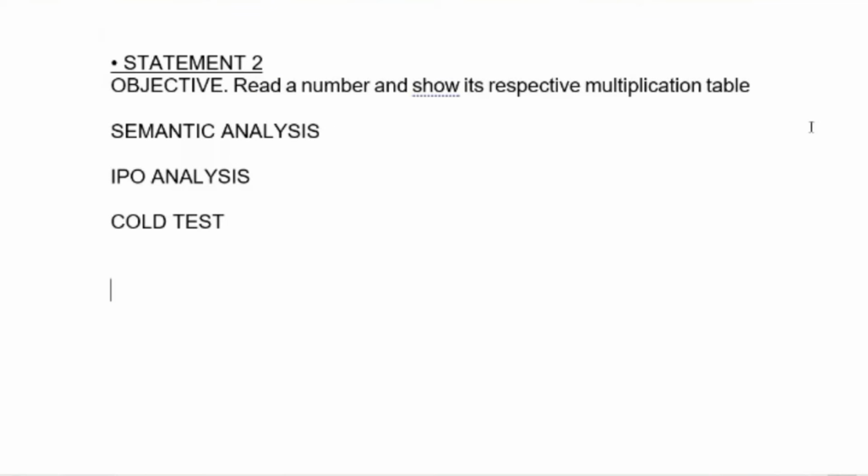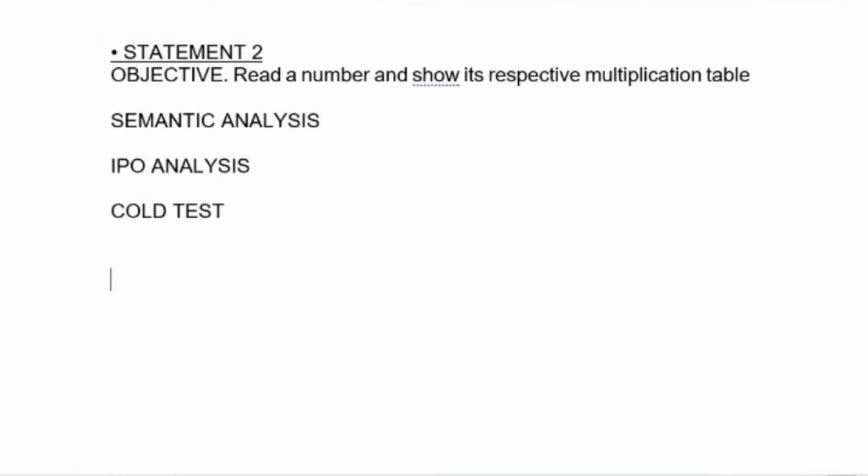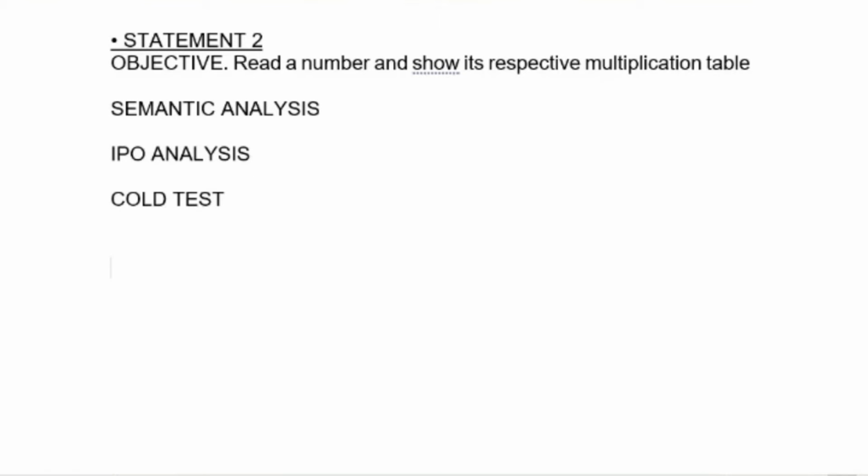Now let's see the second statement. The first thing we have to do is semantic analysis, the objective. Read a number and show its respective multiplication table. So we need to define what is show in the terms of computer programming and what is a multiplication table.